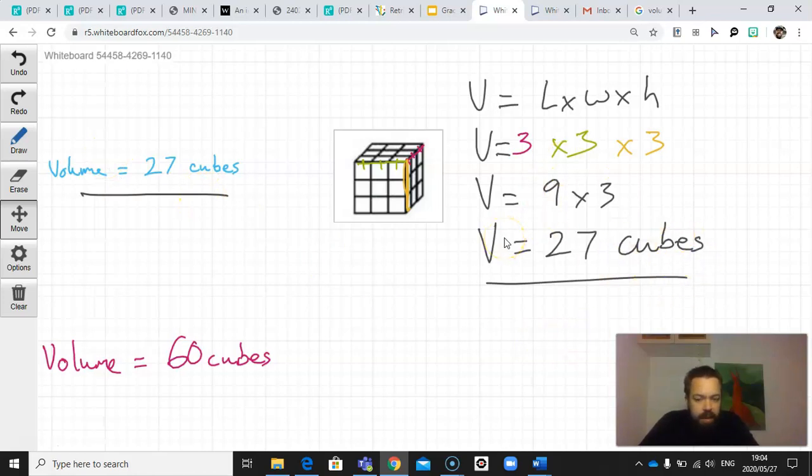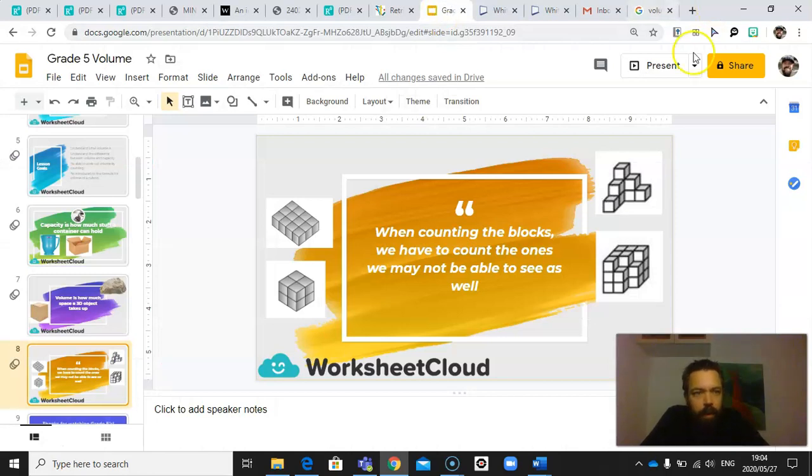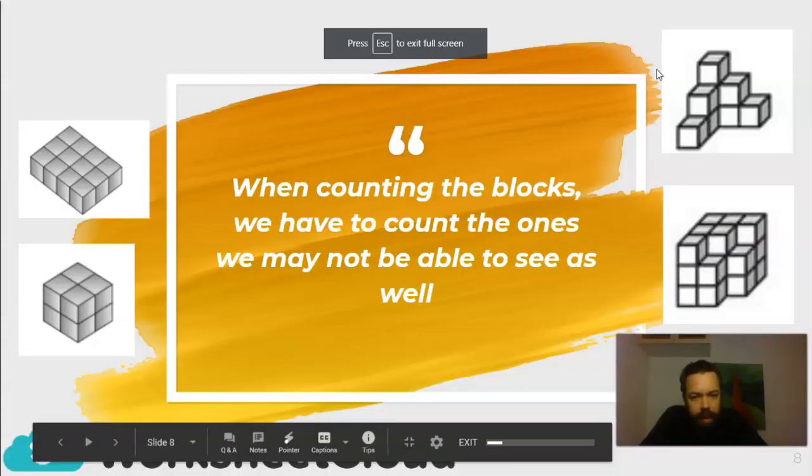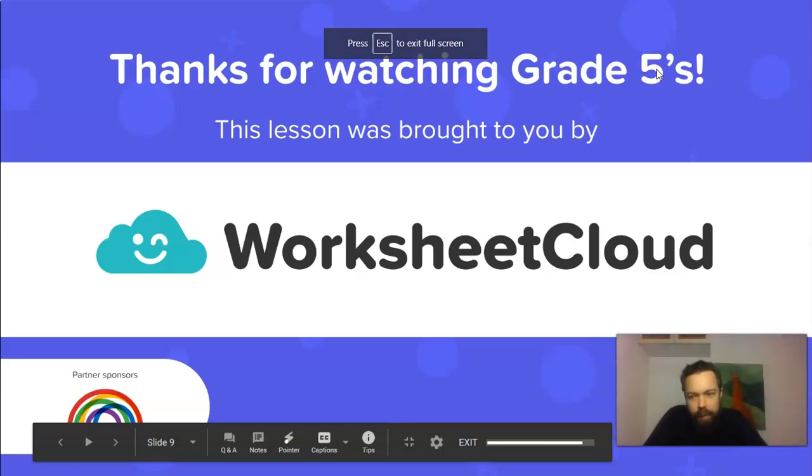And although counting might seem easier with a small shape like this, if you've got a really big shape, like with the area one, then it's much easier if you just times them together instead of having to work out all the bits and pieces. So that's volume. I hope that made sense.